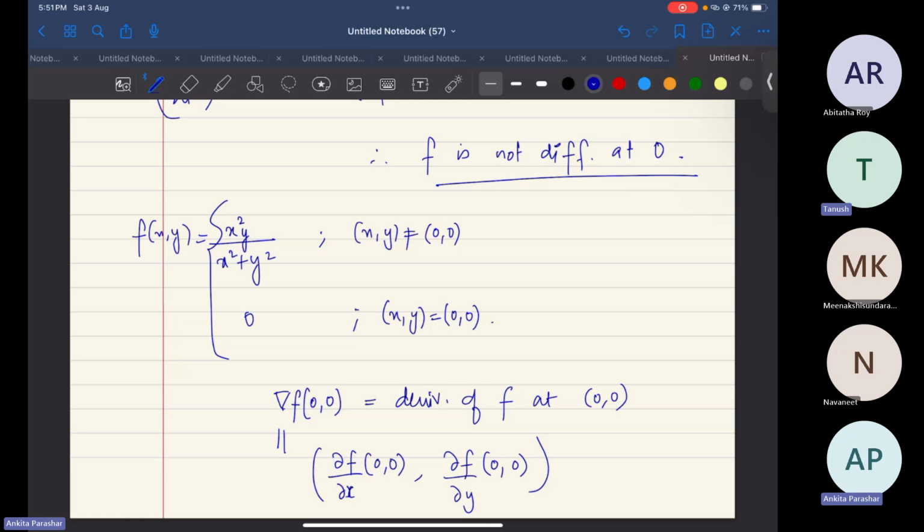If at all a function is differentiable, the gradient has to be of this form. But if you do not have partial derivatives, how do you write your gradient? We can't. So can you say now that a certain thing will not exist and therefore the function is not differentiable? Yeah.